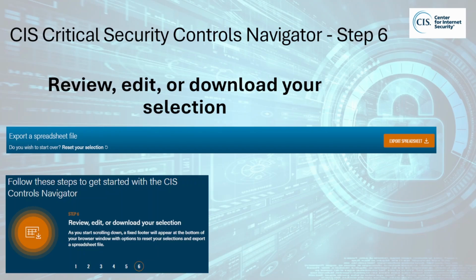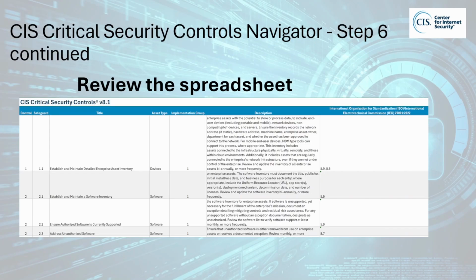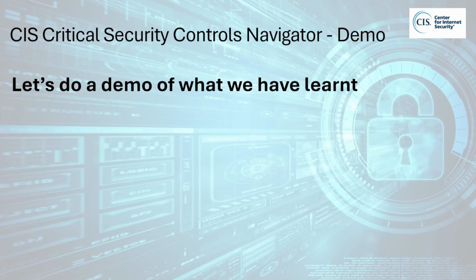If you do not think the safeguard is applicable to your organization, uncheck the box. Further to step 6, if you downloaded the spreadsheet, open it in Excel and review the output. You'll see the CIS control number, the safeguard, title, asset type, implementation group, description, and the mapping to the framework you selected previously. We'll now go into a demo of what we have learnt in this lesson.